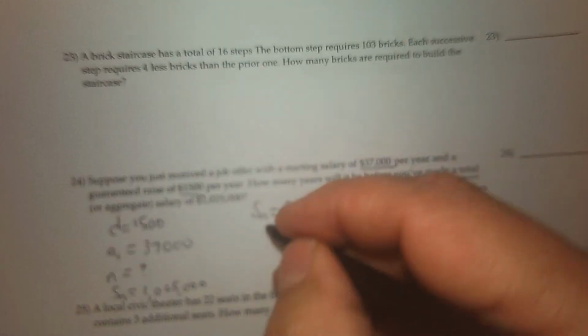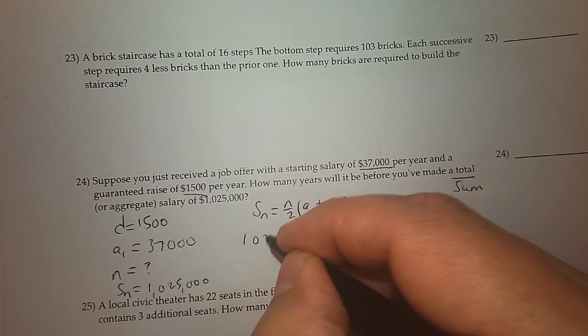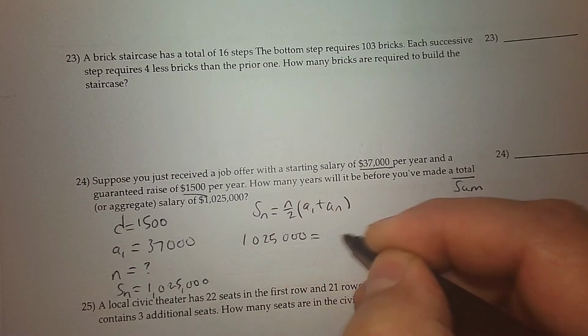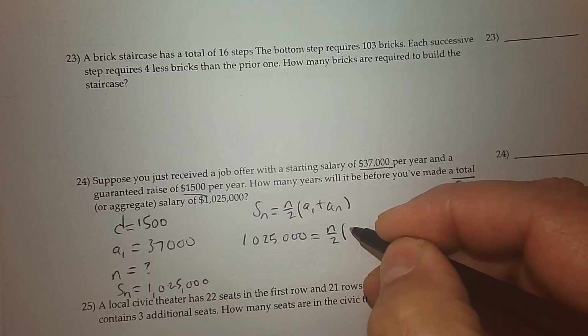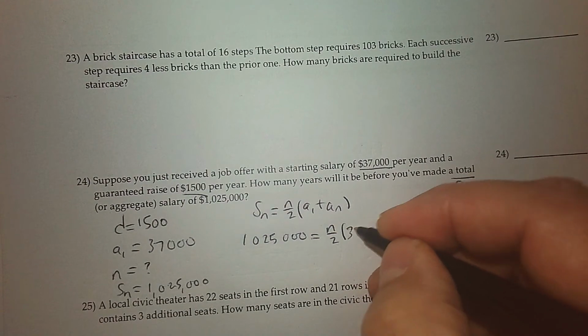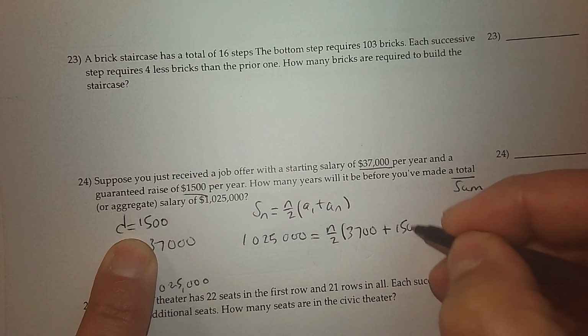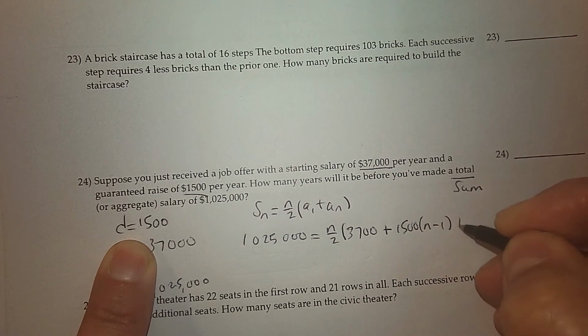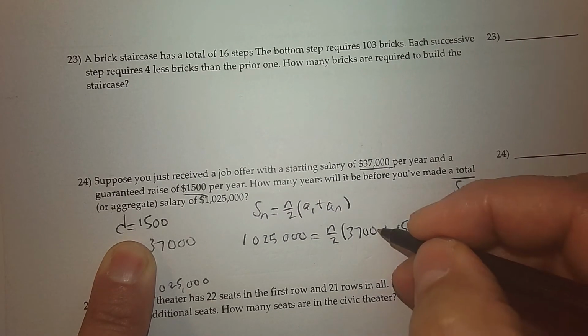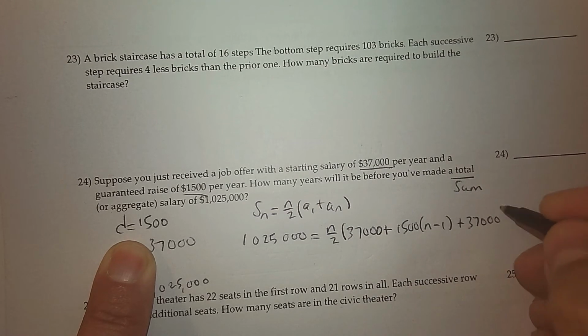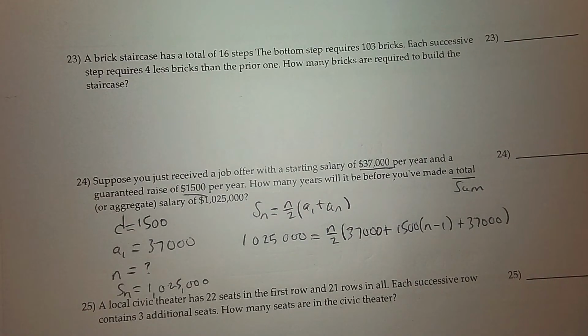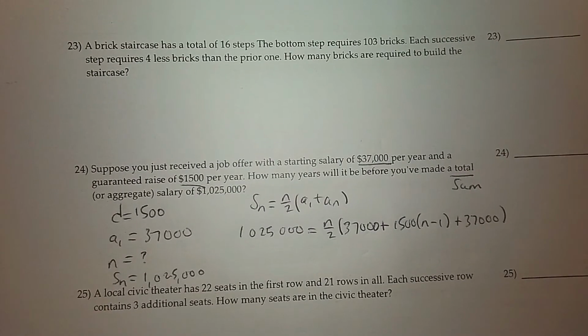So Sn is 1,025,000. N I don't know. A1 is 37,000. And then An is just the rule. So the rule would be 1,500 times n minus 1 plus 37,000. Oop, that should be 1,000. And that's it. Then I'm just going to use my calculator, press F2 and solve, and plug it in, and solve it. So I'm going to do that too.